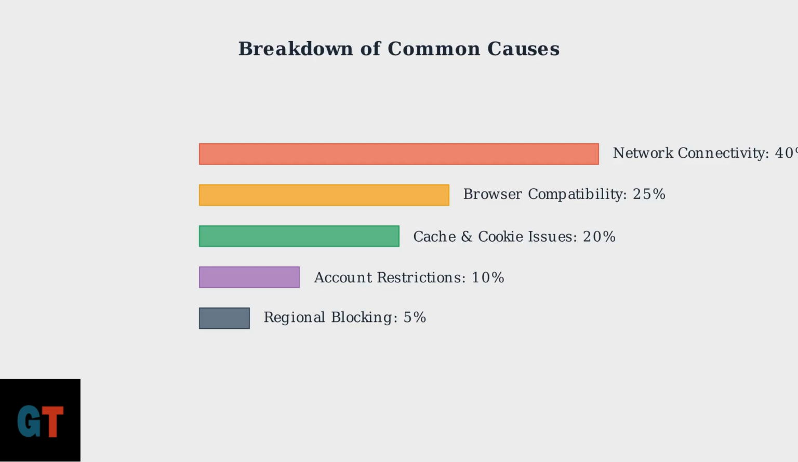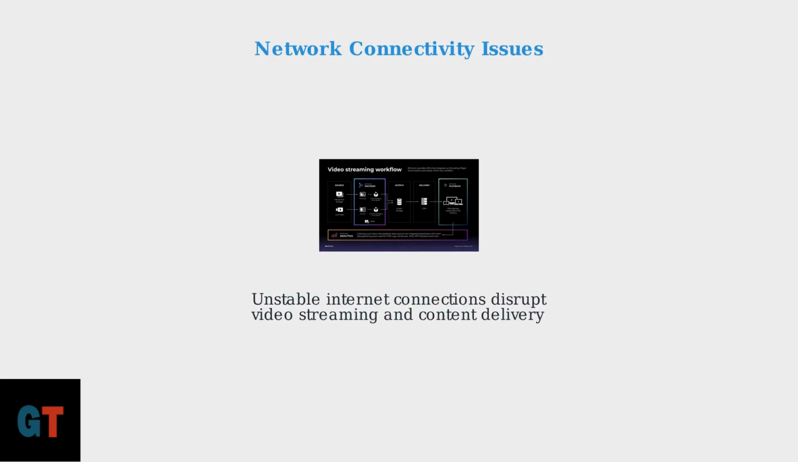5% of problems. Network connectivity problems are the leading cause of YouTube videos not showing. When your internet connection is unstable or slow, it disrupts the complex video streaming workflow that delivers content from YouTube's servers to your device.